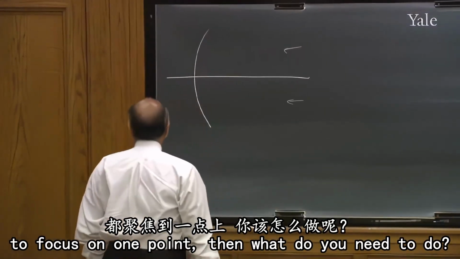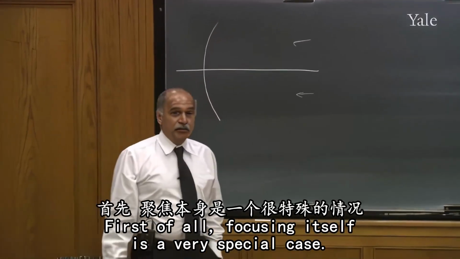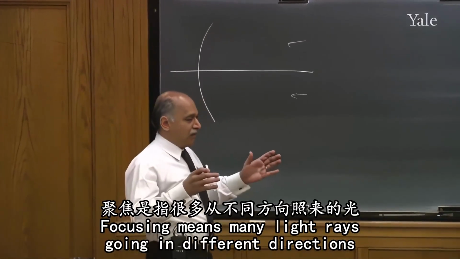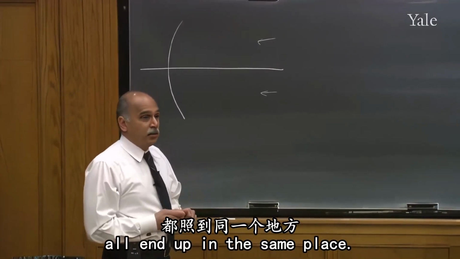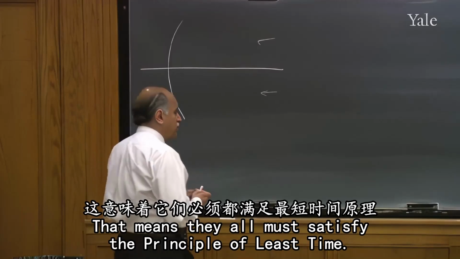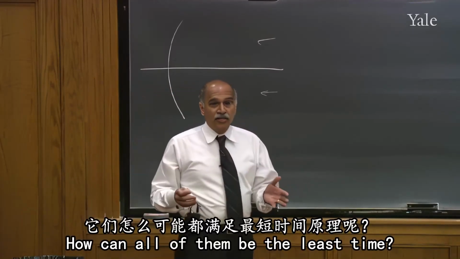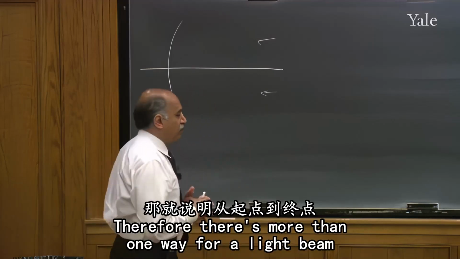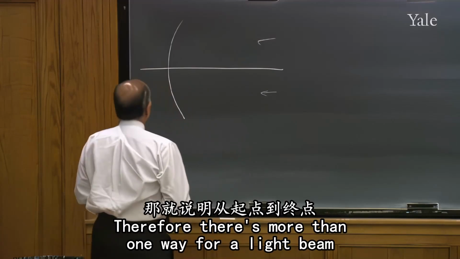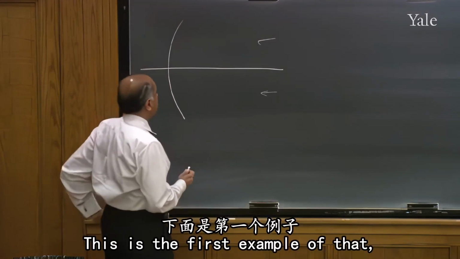then what do you need to do? First of all, focusing itself is a very special case. Focusing means many light rays going in different directions all end up in the same place. That means they all must satisfy the principle of least time. How can all of them be the least time? Because they all take the same time. Therefore, there's more than one way for a light beam to go from start to finish, and that's when you get focusing. This is the first example of that.